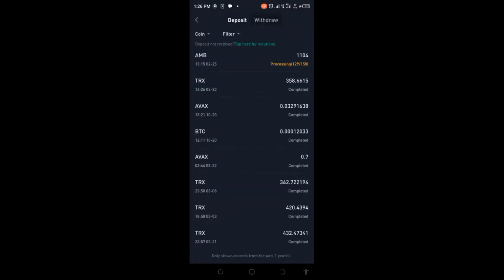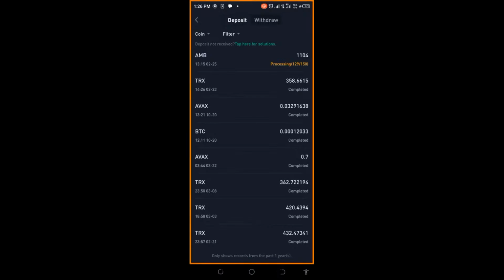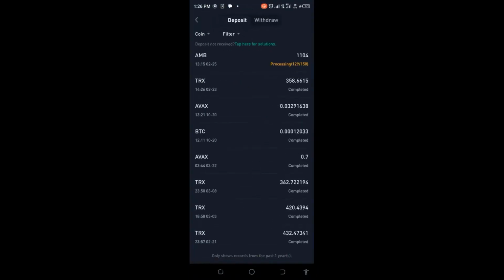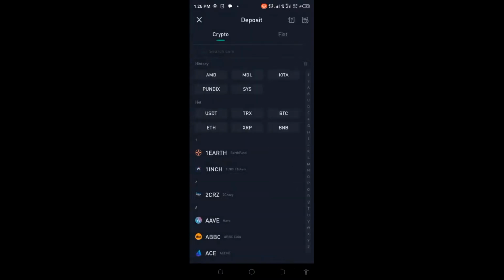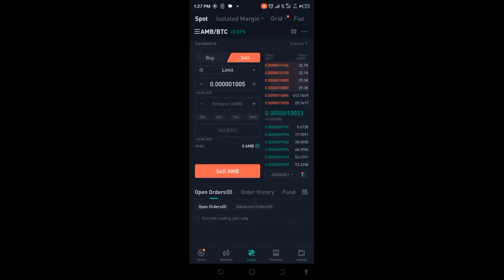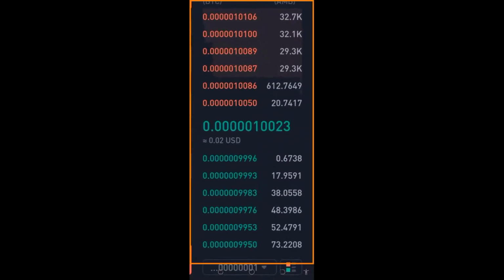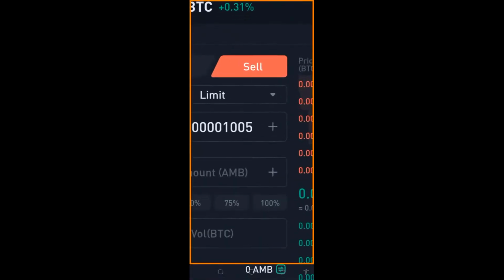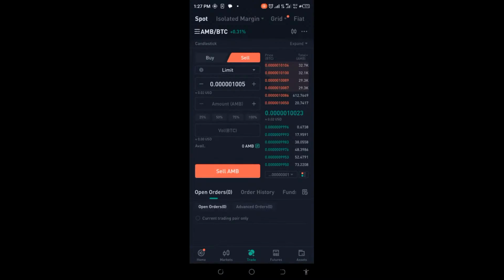All right, so I just wanted to show you that it's currently processing. We're waiting for it. It currently is 129 out of 150 confirmations, I think. Let's hope that this doesn't take too long, because if it does, the price is going to change. And when it comes to spotting signals like this, we want to make sure that it doesn't change. Look at the price right now. It's now 0.0010023. That shows it's actually less, and this was the price that we wanted to deal with. So I'm just keeping my fingers crossed.